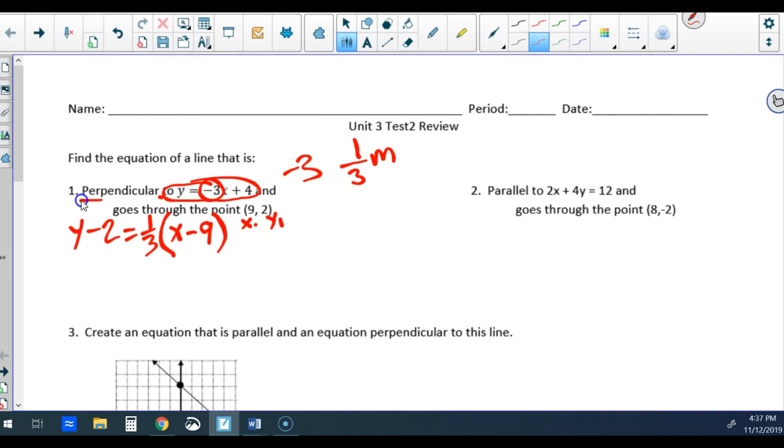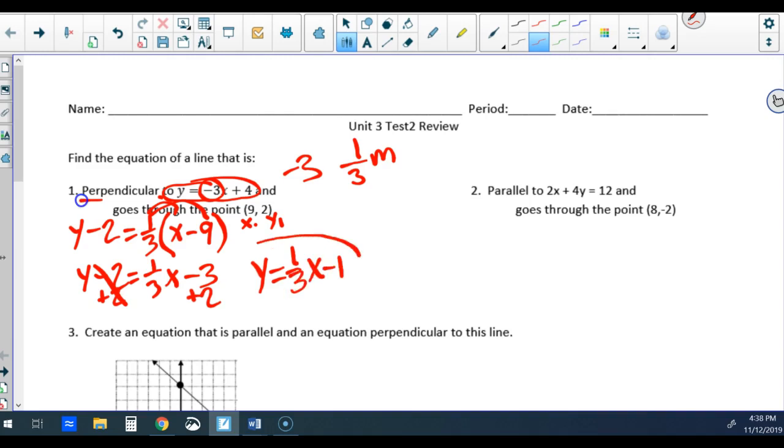Now I can distribute: 1/3 x, 1/3 times negative 9. Do not mess up your negative signs, please. Minus 3. Y minus 2 is 1/3 x minus 3. I want to get rid of the minus 2, so plus 2, and I end up with y equals 1/3 x. Negative 3 plus 2 is negative 1.